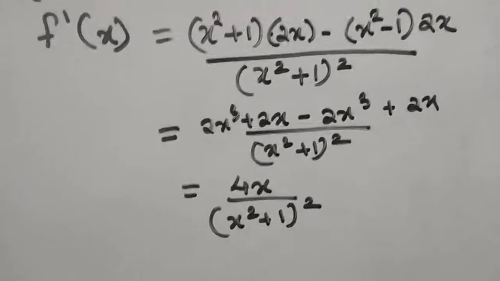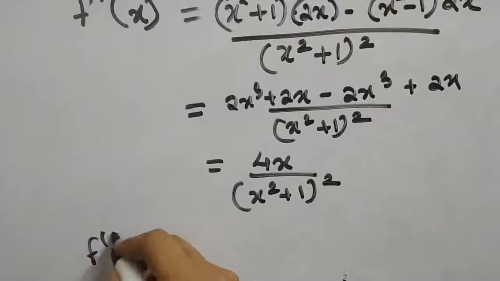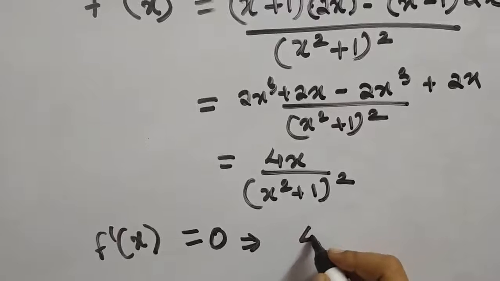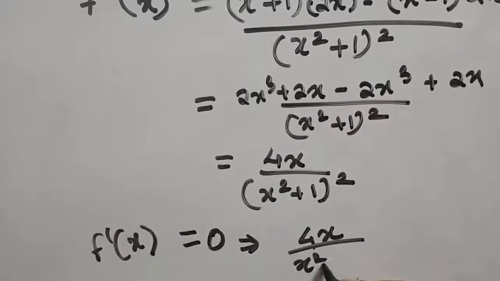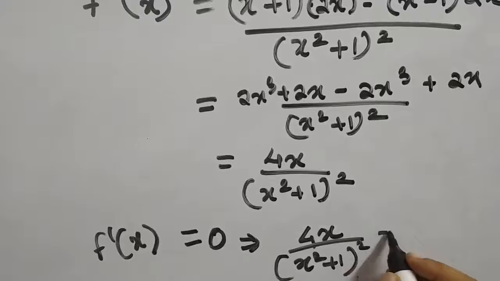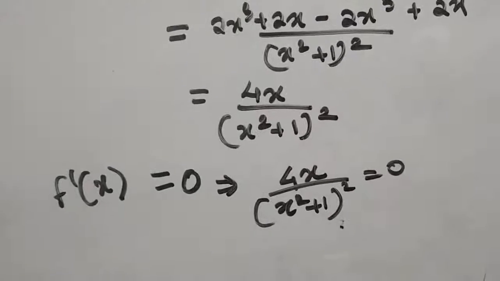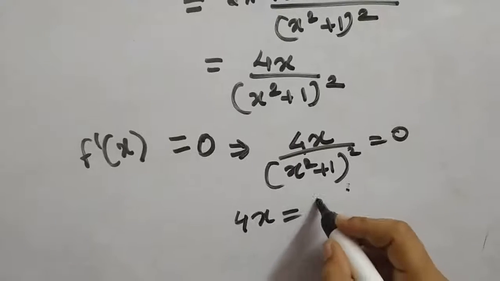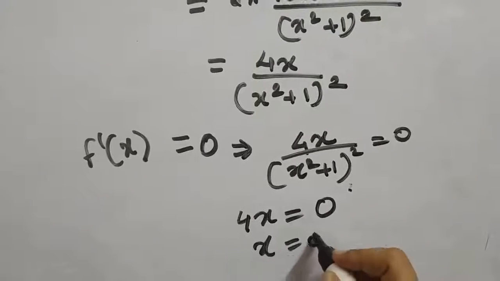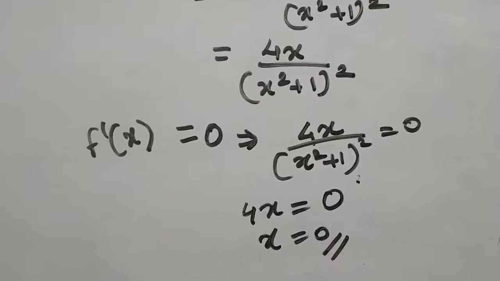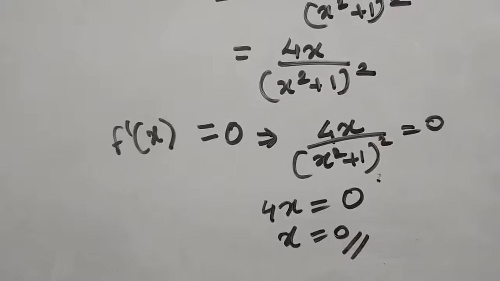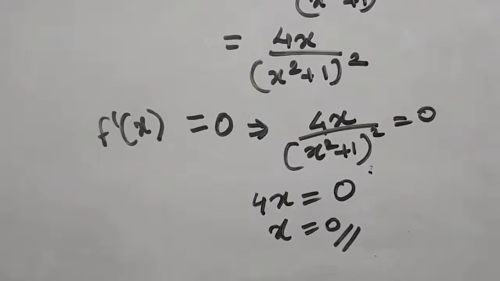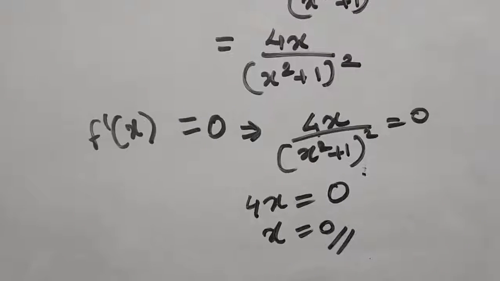Now next step is putting f dash of x equal to 0. So that implies 4x by x square plus 1 the whole square equal to 0. Now find the value of x. So 4x is equal to 0. So x is equal to 0. So from this what you understood, there exists only a single point, that is x equal to 0. Now what is the next step that we usually do?